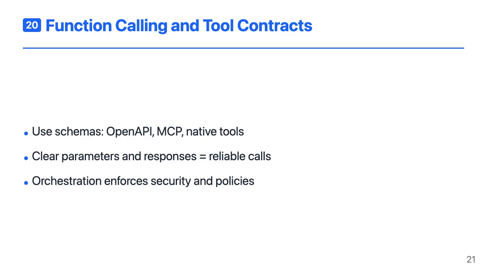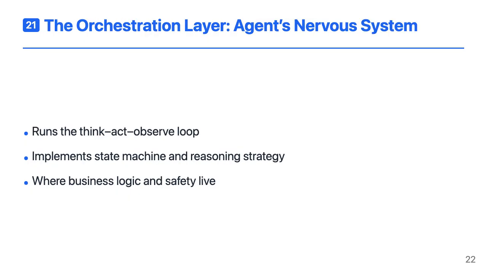The orchestration layer wraps all of this in security and policy checks, so the agent only calls what it's allowed to call with safe arguments. If the model is the brain and tools are the hands, the orchestration layer is the nervous system. It decides when to ask the model to think, which tool to call next, and how to update the agent's state.